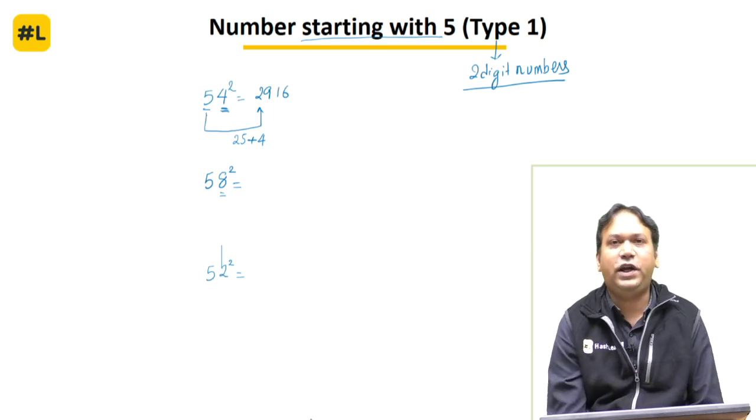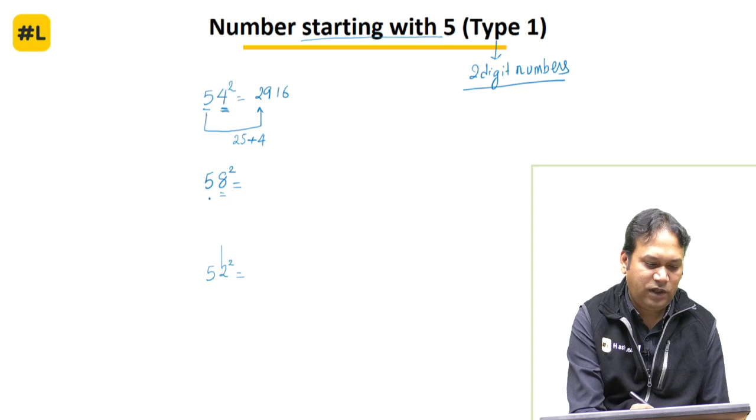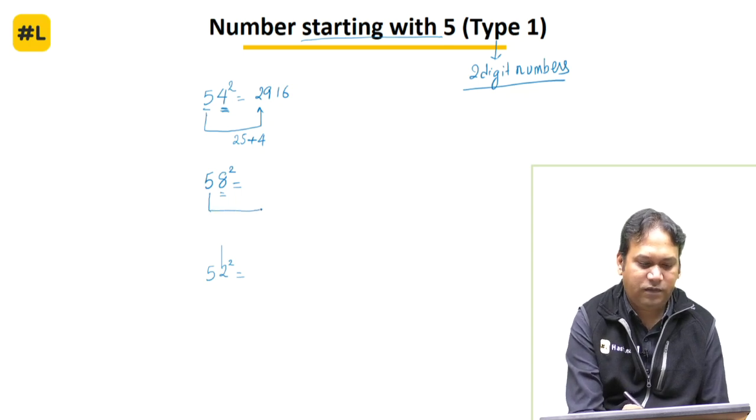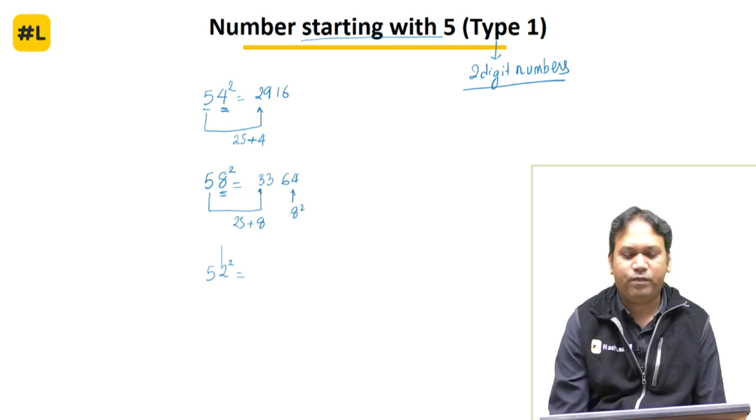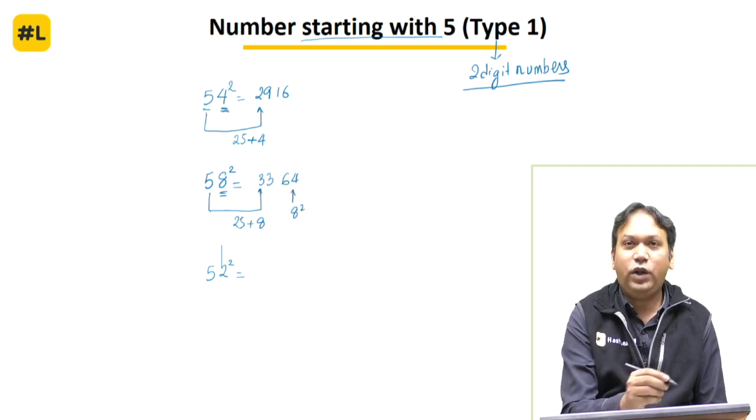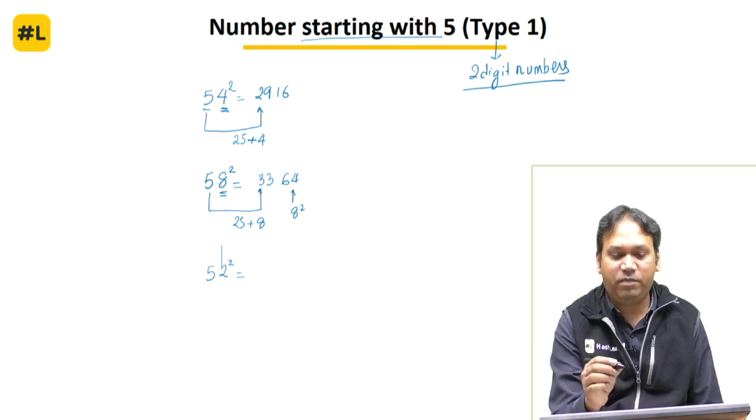Let me calculate for 58 also. So what is the approach here? First number, 5 square 25. What is the number on the right hand side? 8. 25 plus 8, 33. And what is 8 square? 64. So this 64 we are getting here, 8 square. You can do this within 3-4 seconds without using pen and paper.